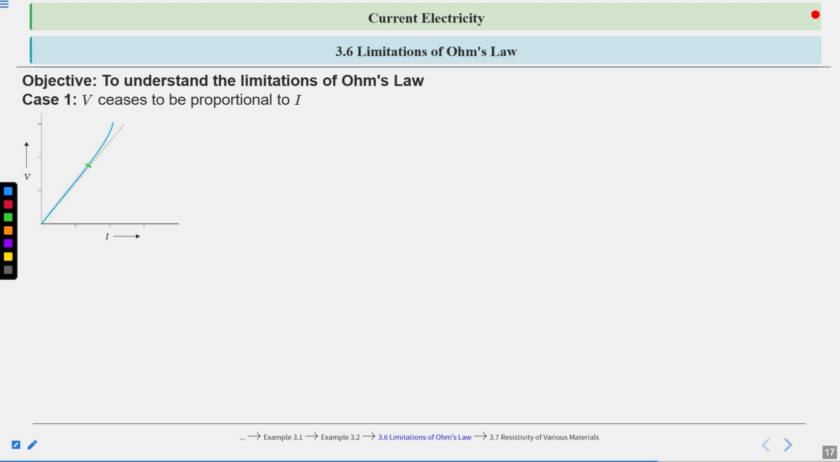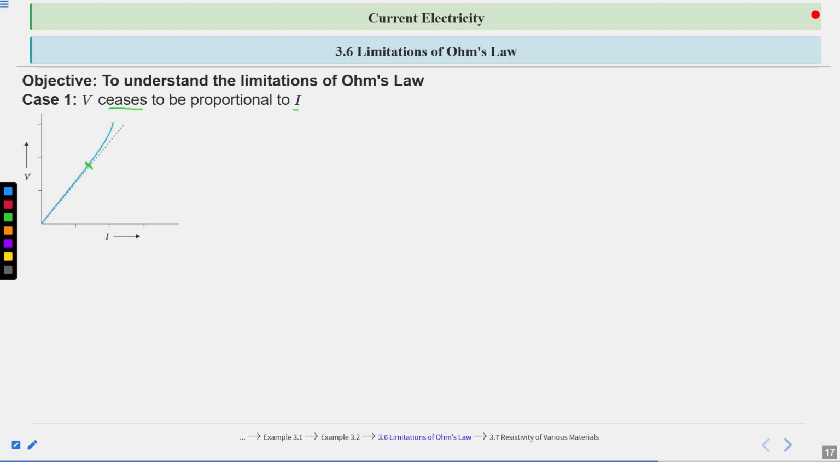So this blue line, till that point it is proportional. After that its proportionality is ceasing. V ceases to be proportional to I, means V stops being proportional to I. Proportionality is disturbed here. Why? Due to some conditions it can happen.